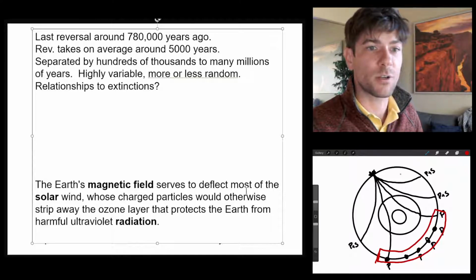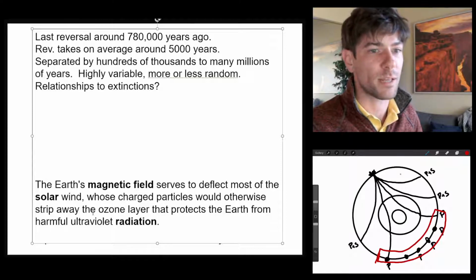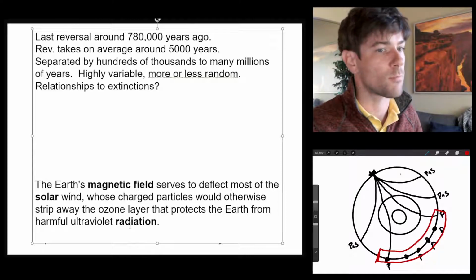The Earth's magnetic field serves to deflect most of the solar wind, whose charged particles would otherwise strip away the ozone layer that protects the Earth from harmful ultraviolet radiation. Okay.